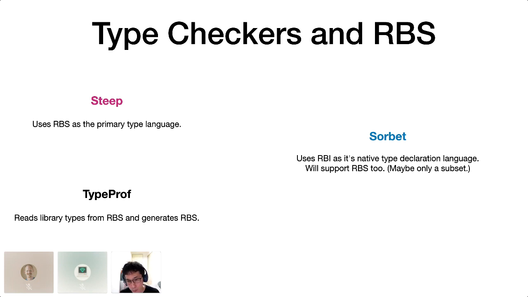How about Sorbet? It uses Sorbet RBI as its native type declaration language. Sorbet will continue to support the RBI files, and we hope that they will support some subset of the RBS files too.